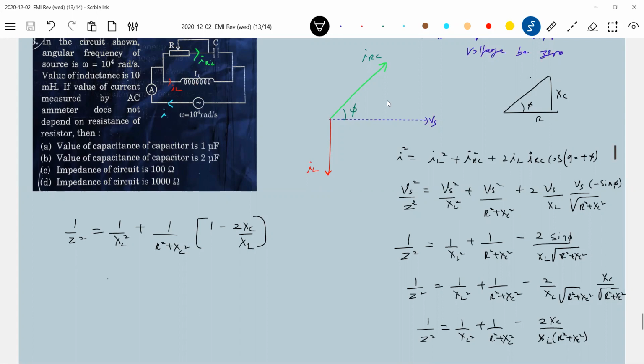Z to be independent of R. Why Z to be independent of R? Because I want the current to be independent of R. So current can be independent only when the impedance is independent of that. For Z to be independent of R, Z or I, total current to be independent of R, 1 minus 2 XC by XL should be equal to 0. Or XL equal to 2 XC.